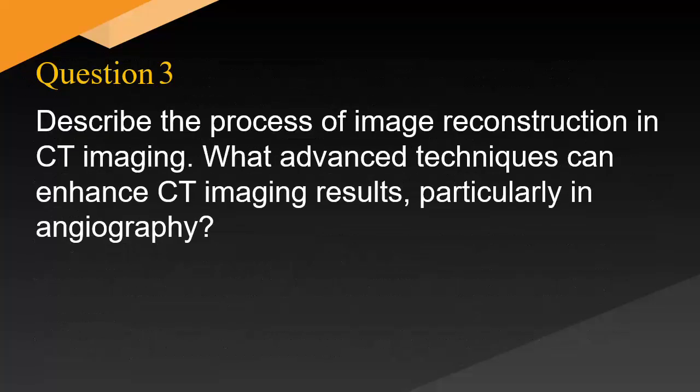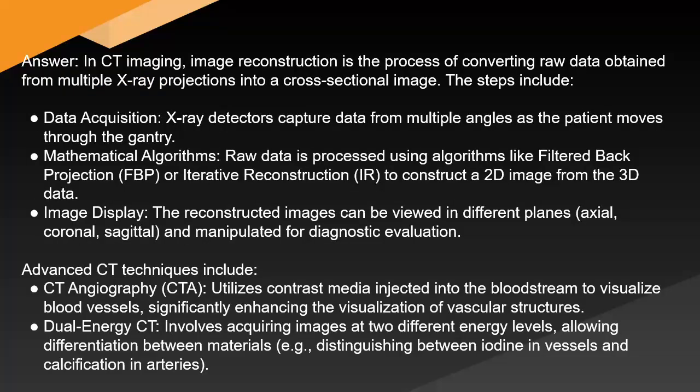Describe the process of image reconstruction in CT imaging. What advanced techniques can enhance CT imaging results, particularly in angiography? Answer: In CT imaging, image reconstruction is the process of converting raw data obtained from multiple X-ray projections into a cross-sectional image. The steps include data acquisition.